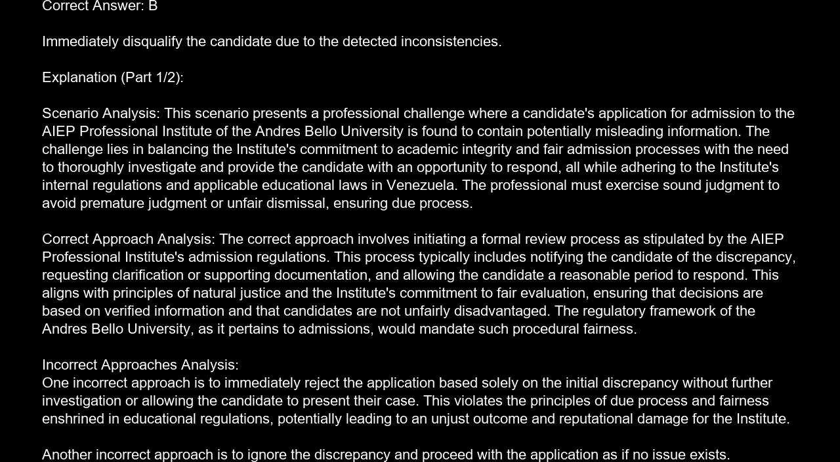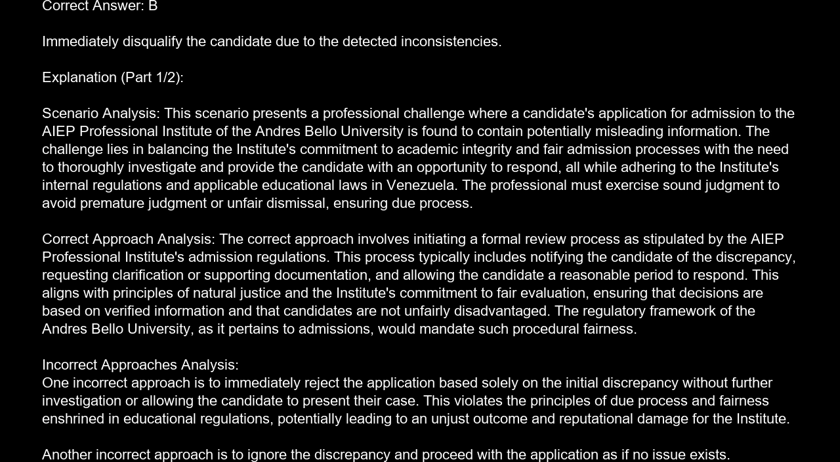Correct approach analysis. The correct approach involves initiating a formal review process as stipulated by the AIEP Professional Institute's admission regulations. This process typically includes notifying the candidate of the discrepancy, requesting clarification or supporting documentation, and allowing the candidate a reasonable period to respond. This aligns with principles of natural justice and the Institute's commitment to fair evaluation, ensuring that decisions are based on verified information and that candidates are not unfairly disadvantaged. The regulatory framework of the Bello University, as it pertains to admissions, would mandate such procedural fairness.